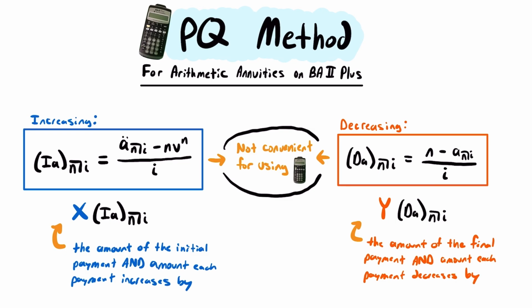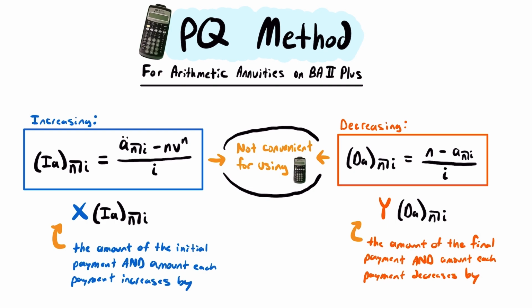But if you've spent any amount of time calculating arithmetic annuities, then you know that not every arithmetic annuity is structured like that, right? Not every arithmetic increasing annuity has an initial payment that is the same amount as the increment of the payments. And not every arithmetic decreasing annuity has a final payment that is the same amount that every payment was decreasing by. That doesn't always happen.